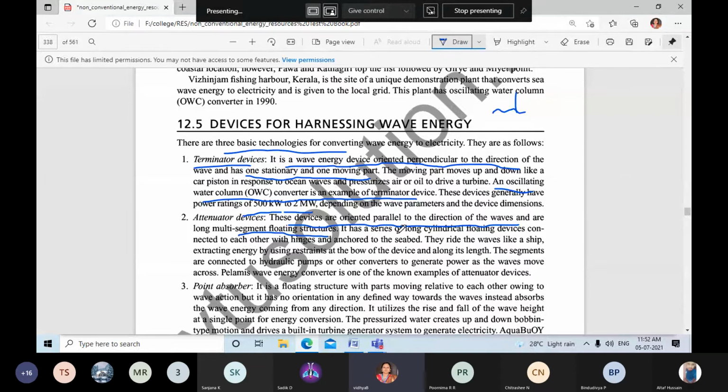It has a series of long cylindrical floating devices connected to each other with hinges and anchored to the seabed. They ride the waves like a ship, extracting energy by restraints at the bow of the device along its length. The segments are connected to hydraulic pumps or other converters to generate power as the waves move. This is how attenuator devices will be.